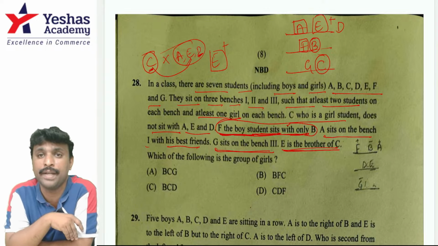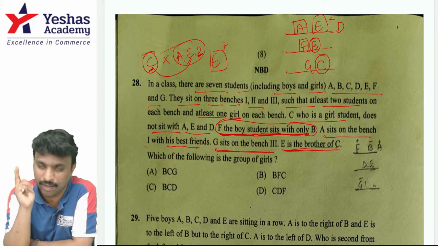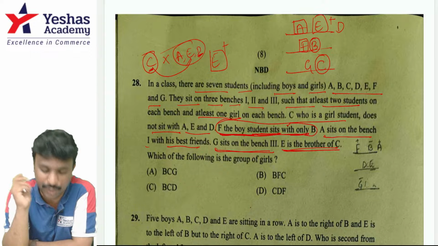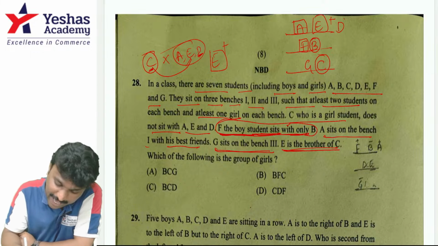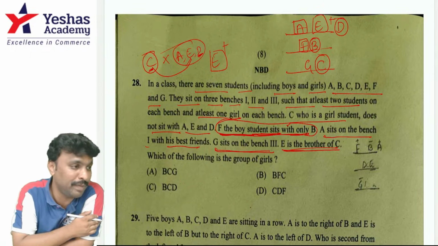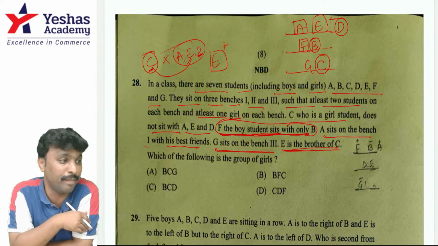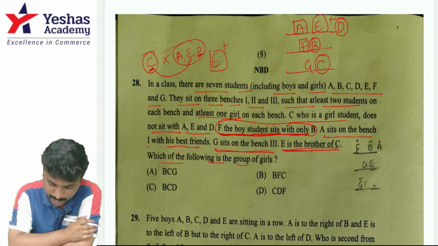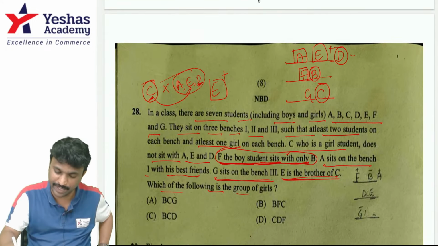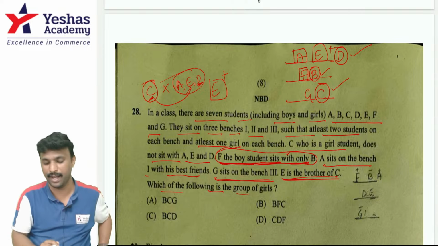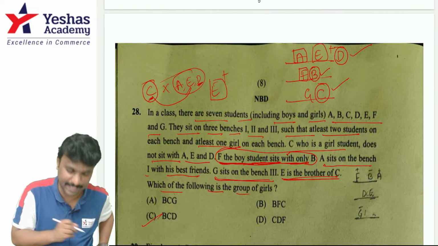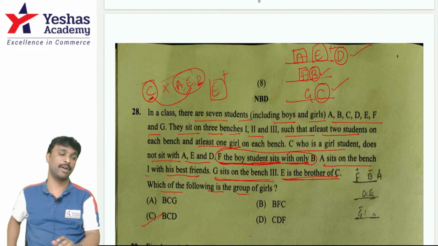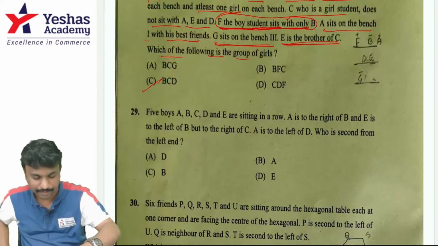Why not D in the second bench? F sits only with B. If D is placed in the second bench, obviously that condition will not be met. So that means D has to be a female. Why? Because at least one female student should be there. The question now is, which of the following is a group of girls? So D is definitely a girl, B is a girl, C is a girl. So B, C, D is the answer. We are not sure about the gender of G, so we cannot confirm on that, right?